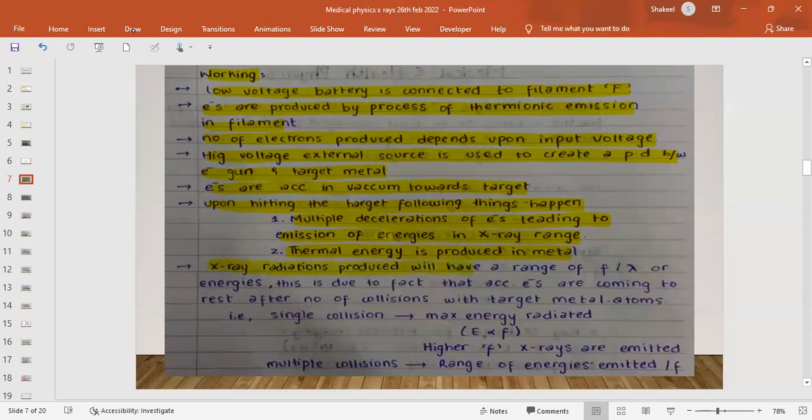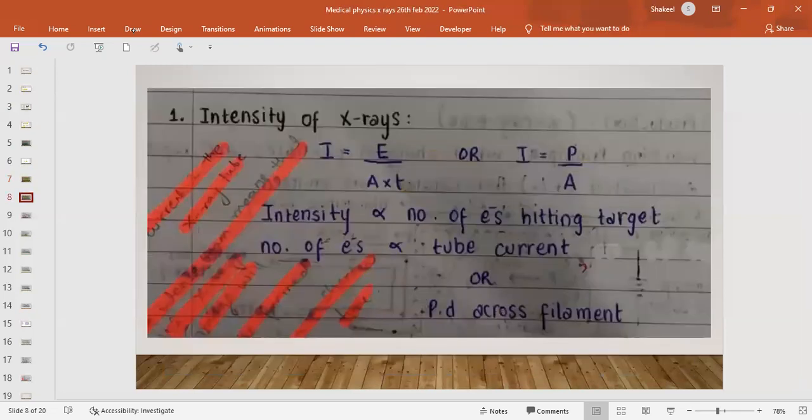So the X-ray radiation produced will have a range of frequencies or wavelengths of energies. This is due to the fact that accelerating electrons come to rest after a number of collisions with target metal atoms. So it means that all the X-rays being produced will have different wavelengths. Suppose all the electrons come to rest at a single collision, with maximum energy radiation. When you get maximum energy, the frequency is higher. So higher frequency X-rays are emitted, and those are very useful for us. These are known as high energy X-rays. And if electrons come to rest after multiple collisions, a range of energies is going to be emitted.